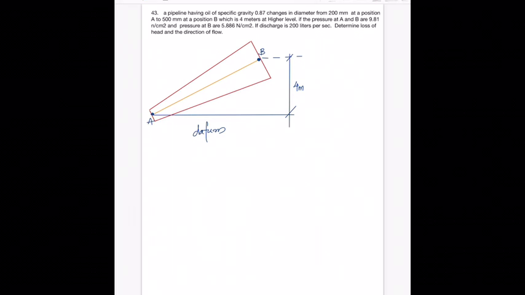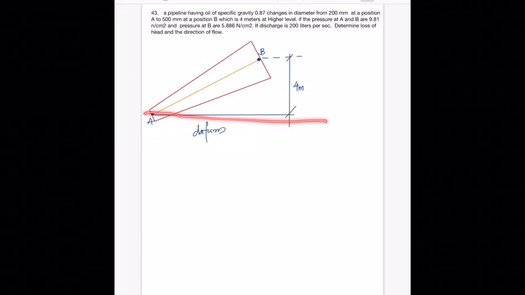So this is the position A, and this happens to be position B, and they have said that position B is 4 meters at a higher level. So the level difference will be 4 meters. It's shown over here, and the diameter at position A is 200 mm and it is changing to 500 mm at position B. So it's a tapered pipe and it's also an inclined pipe. We get the idea about the tapering from this statement: the diameter 200 mm at position A to 500 mm at position B. So here the diameter is 200 mm and here this diameter is 500 mm, and position B is 4 meters at higher level.